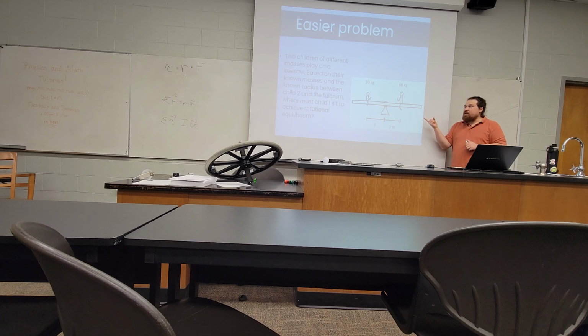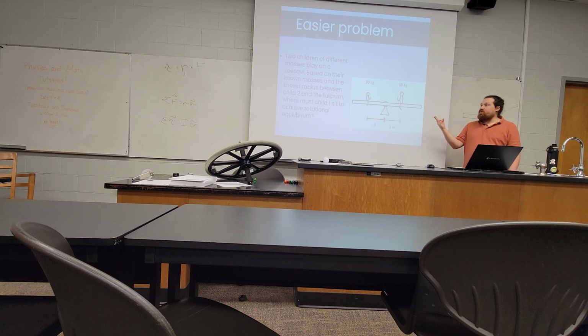Now, in this case, we've got two different kids sitting at two different positions on the teeter-totter, and they're playing the same game I did. They want this thing to be level. They don't want it to rotate. They want to keep it as still as they can. And for this thing to be level, all the torques on it have to add up to 0, and that means all of the counterclockwise torques have to equal all of the clockwise torques.